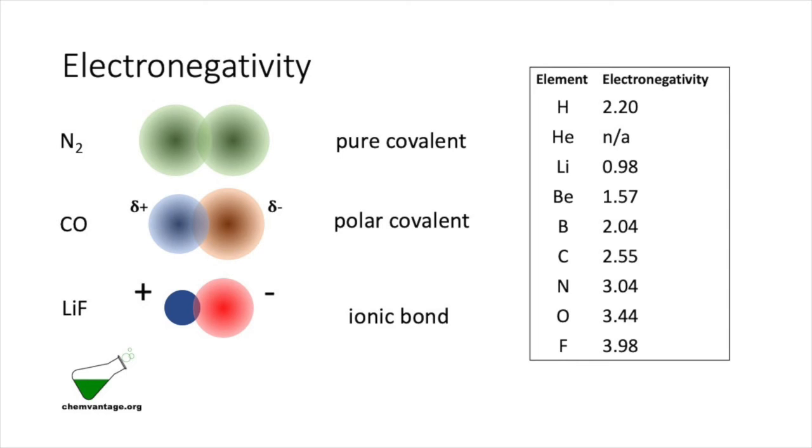Finally, if the difference in electronegativities is large, like between lithium and fluorine, the electron transfer is essentially complete, and the two atoms form an ionic bond.